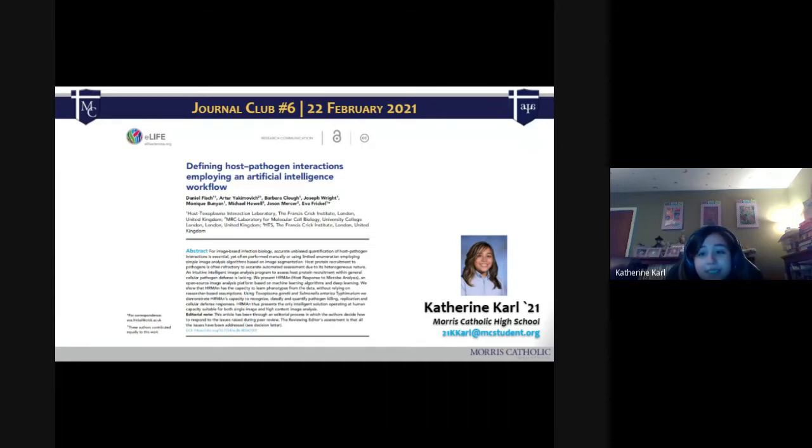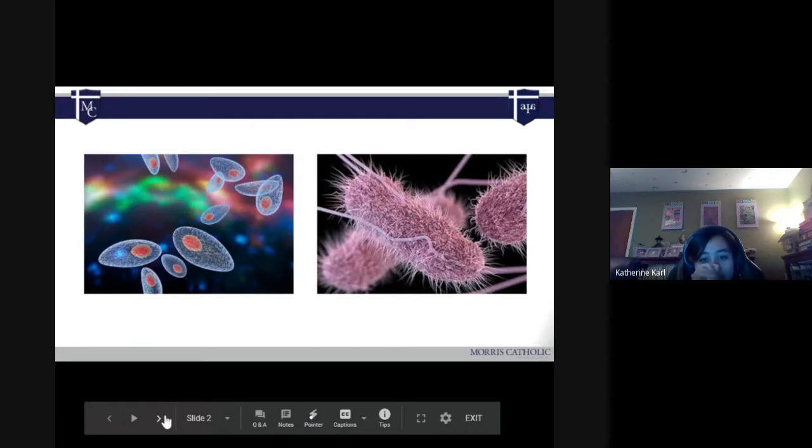It's an open-sourced imaging platform based on machine learning and algorithms with deep learning. It has the ability to learn phenotypes from the data without relying on research-based assumptions. And in this paper, they use the examples of Toxoplasma gondii and Salmonella enterica typhimurium. So, on to the next slide.